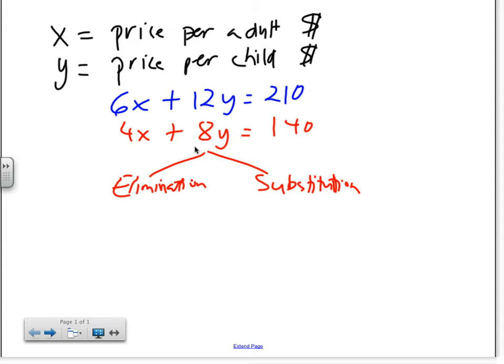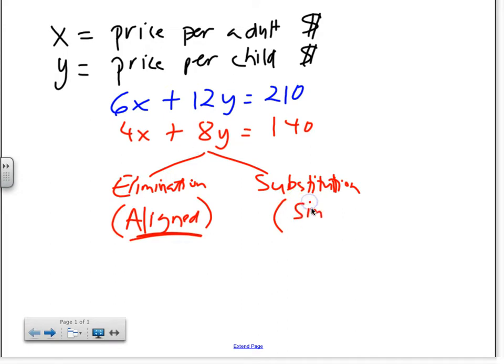Yes. Elimination. Why? Because the variables are already lined up. Okay, good. So they're all aligned. Here's the keyword. All aligned, right? And substitution is good when you want to use substitution. What has to happen for you to use substitution? Simpler equation and the variable is already solved for.